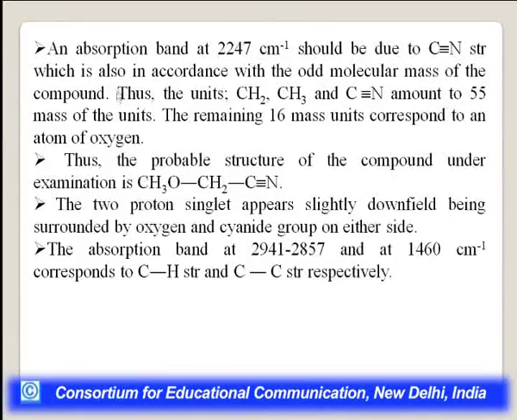We have already told you in the mass spectrum that if the molecular mass is odd, the number of nitrogen atoms present should be odd. Thus the units CH2 and CH3 are identified in this way, and it leads to the molecular formula, or we can say if we calculate the mass, it comes out to be 55. So the remaining 16 mass units correspond to an atom of oxygen.